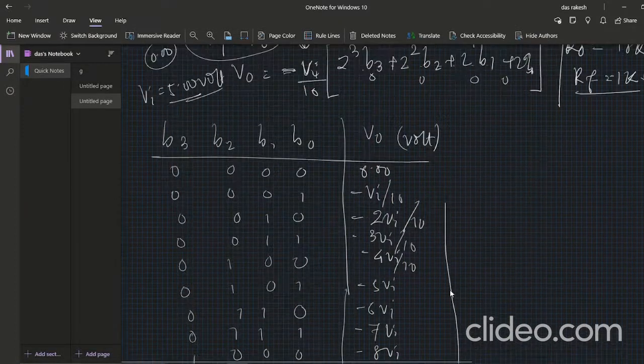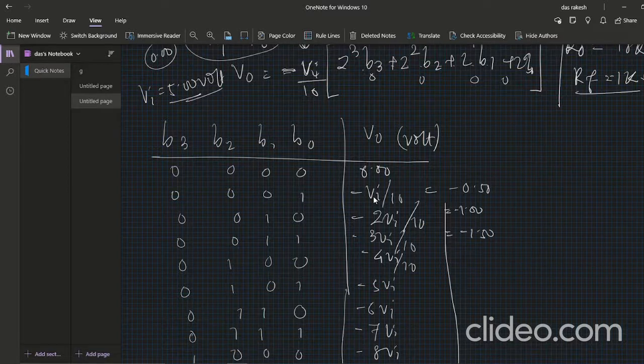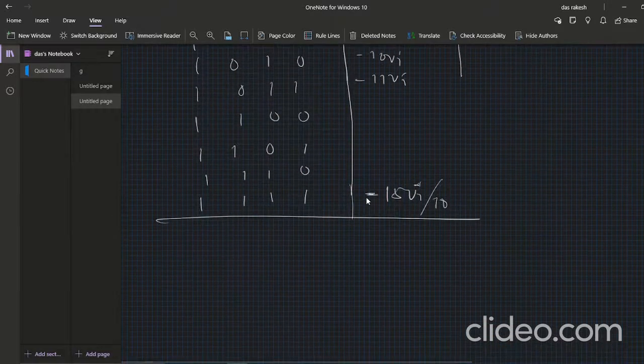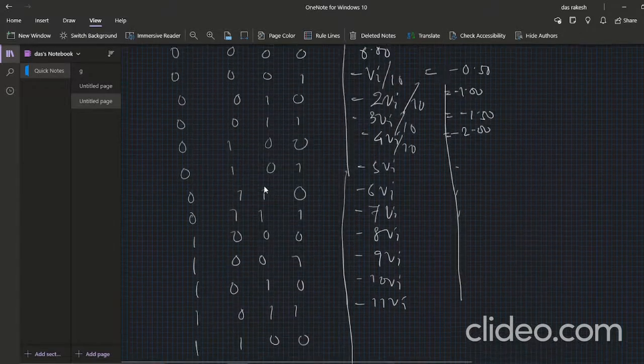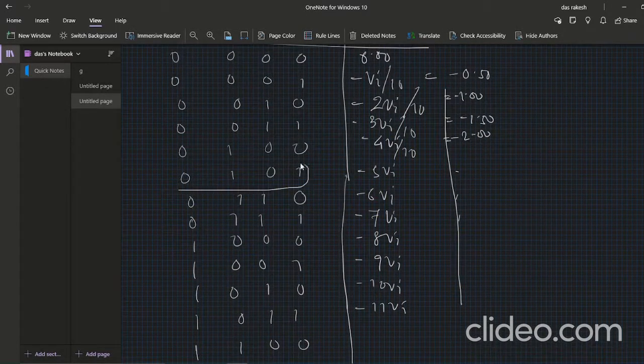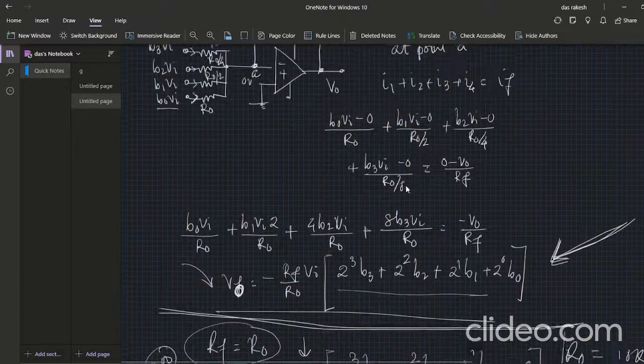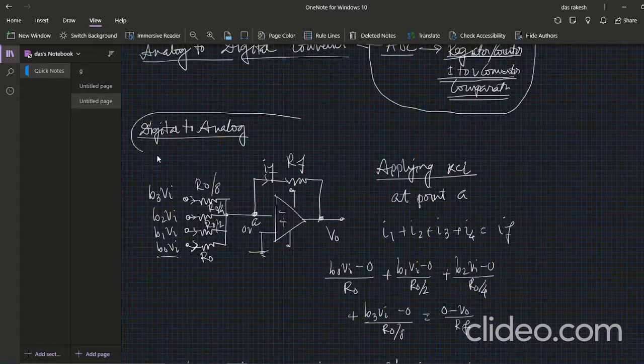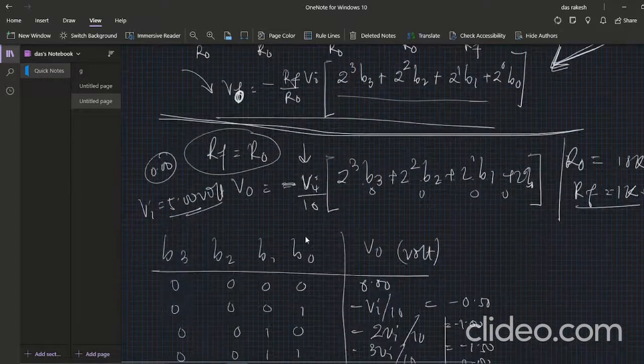This is the analog voltage output. So what is the actual output? If V input equals 5 volt, then what is the actual value? Minus 0.5 volt. What is the value actually? Minus 1 volt. What is the actual value? Minus 1.5 volt. This is minus 2 volt, and so on. And ultimately the final voltage equals minus 7.5 volt. So now you see that the corresponding digital input, I again repeat, the corresponding digital input produces the corresponding analog value output at the output of the inverting amplifier, and that's why this circuit is named as digital to analog converter.